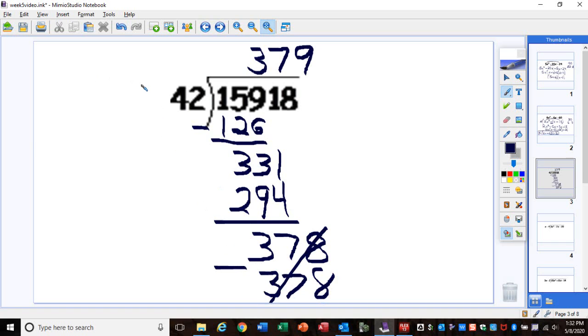Now, how do you know this is the answer? You know 379 is the answer because, now I'm not going to show you long multiplication, 379 times 42, if you do all that, is 15,918. Well, that's how you checked it. You did this way back in the day.